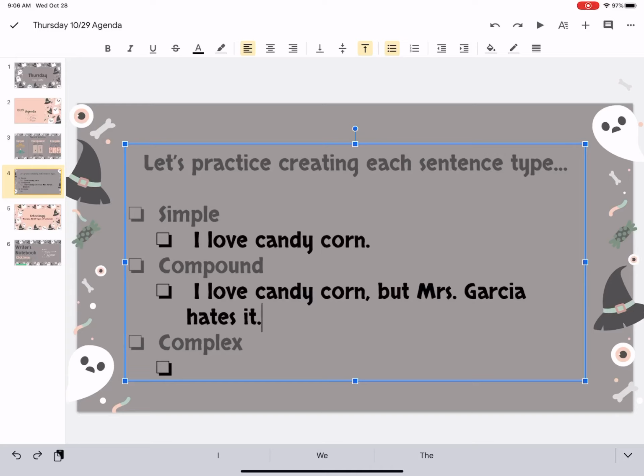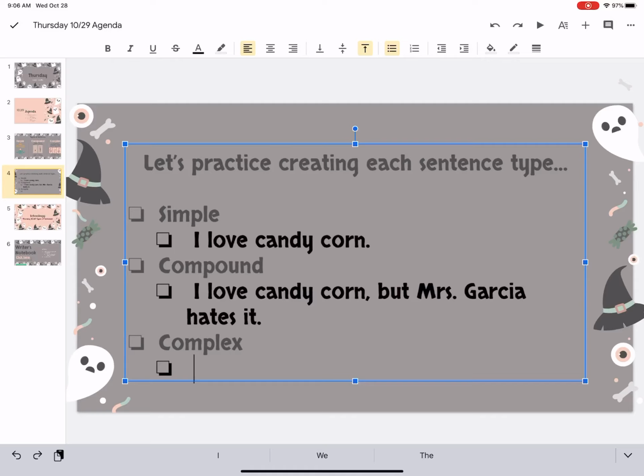So, first subject is I, and the predicate is love candy corn. Second subject is Mrs. Garcia, and predicate is hates it. And I feel like I messed up somewhere in that. Right. Okay, I love candy corn. We have our simple sentence, comma, but Mrs. Garcia hates it. My brain just broke for a second.